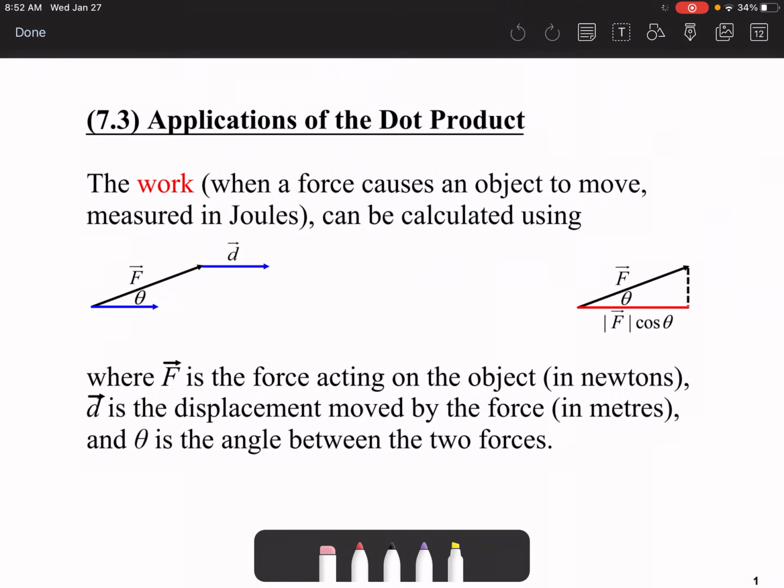Hello and welcome to lesson 7.3, applications of the dot product. Today we're going to see how to actually use the dot product to look at some word problems.